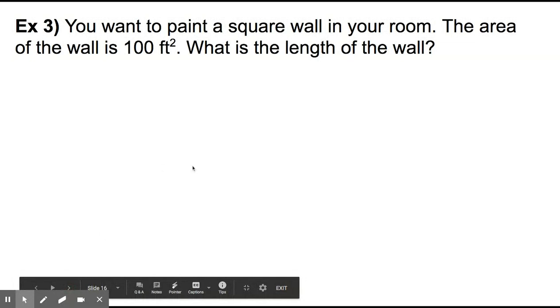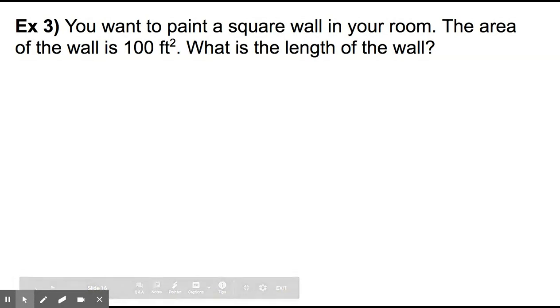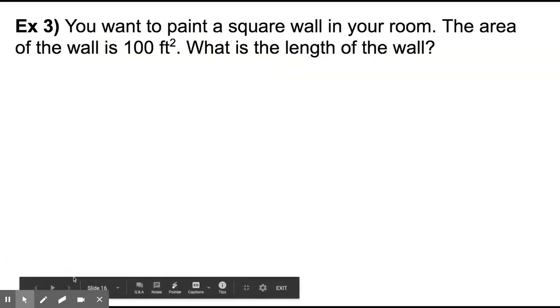You want to paint a square wall in your room. The area of the wall is 100 feet squared. What is the length of the wall? The important factor to this problem is that we see that it says the wall is square shaped. So what that tells us is both the length and the width of this wall are going to be the same length.